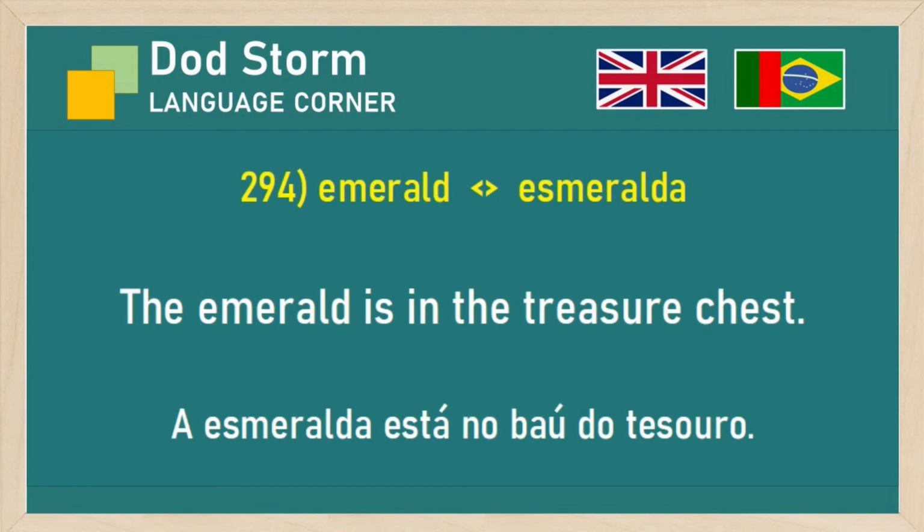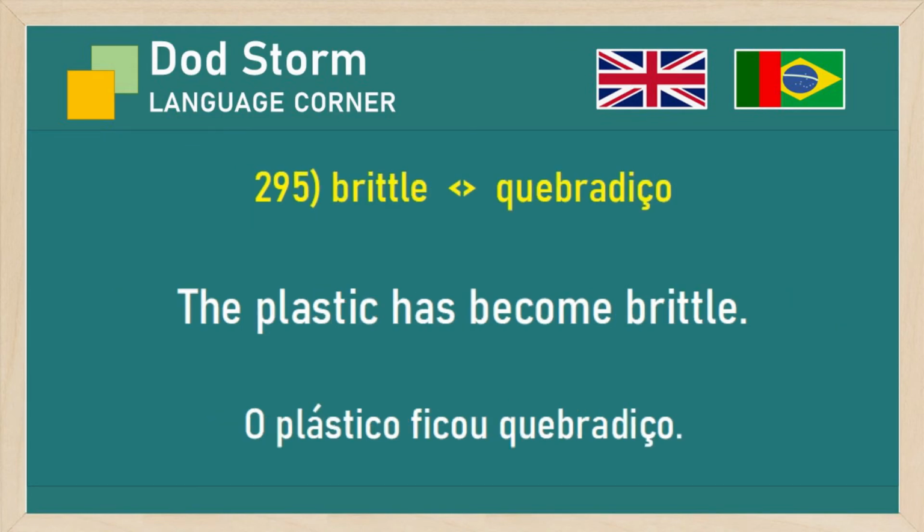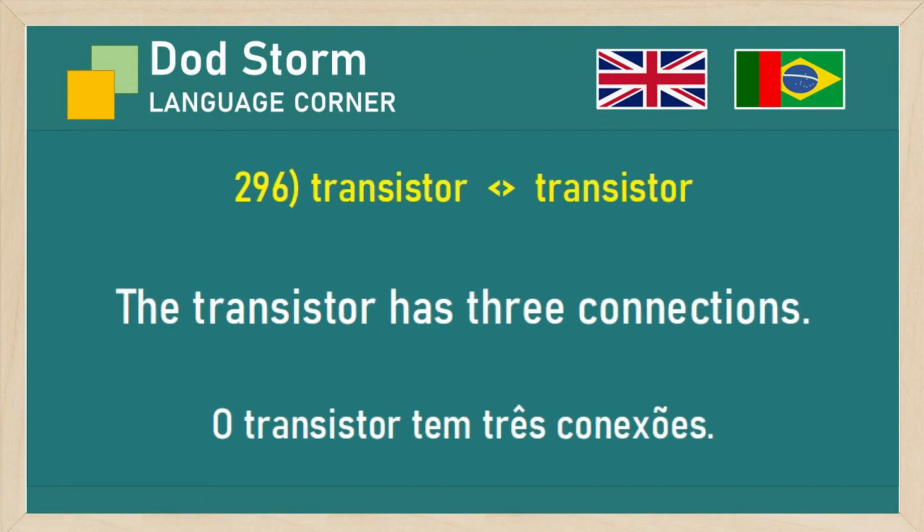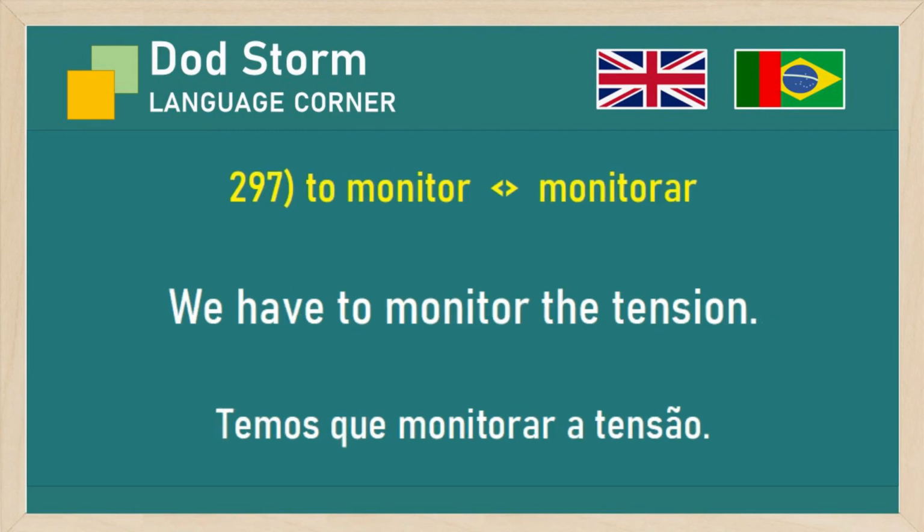The emerald is in the treasure chest. The plastic has become brittle. The transistor has 3 connections. We have to monitor the tension.